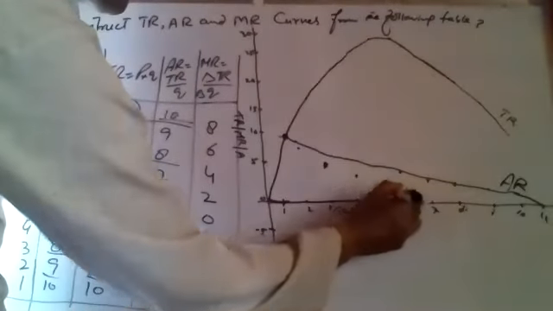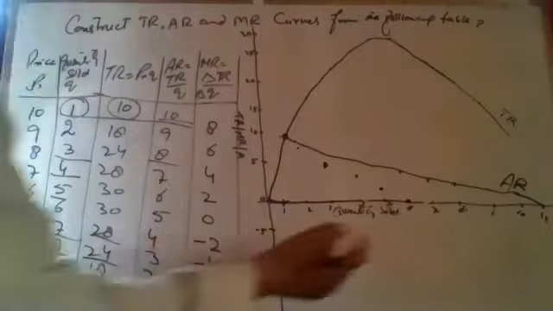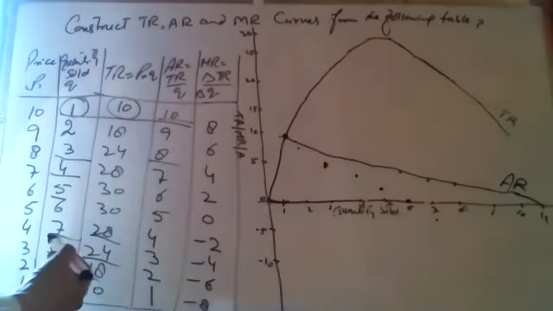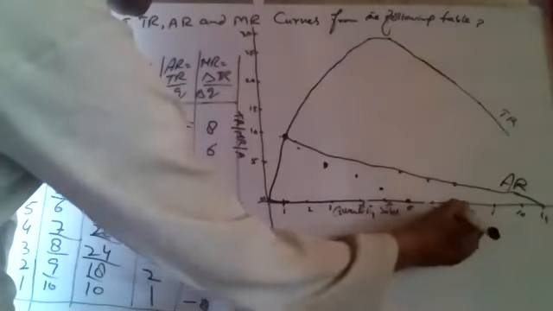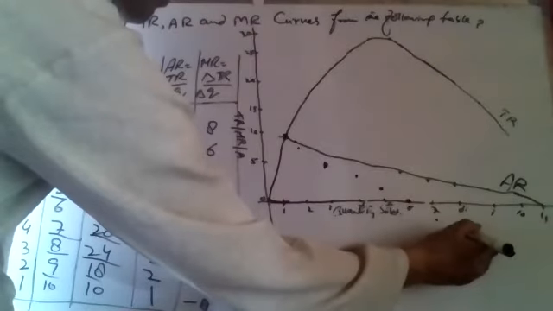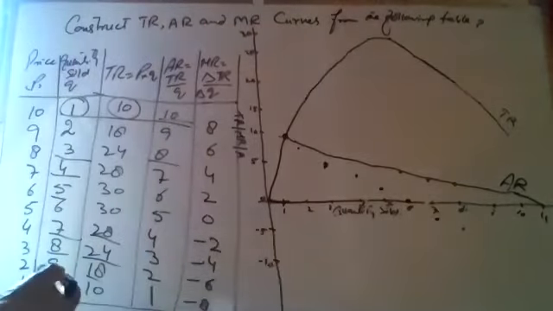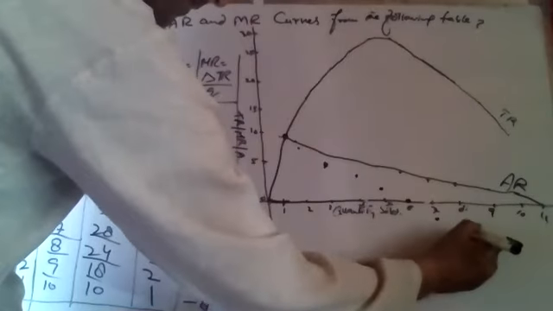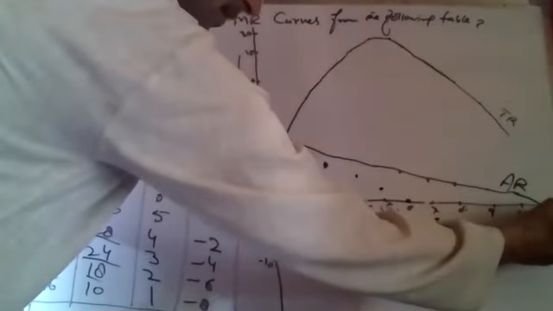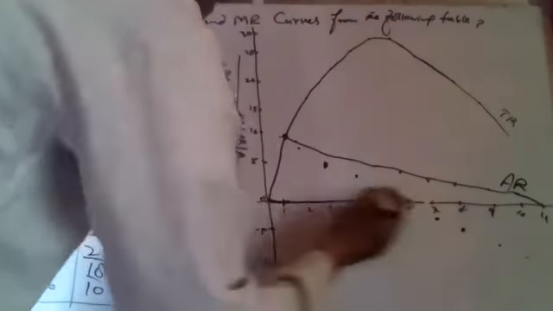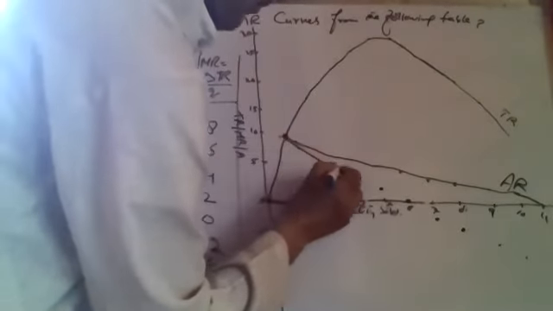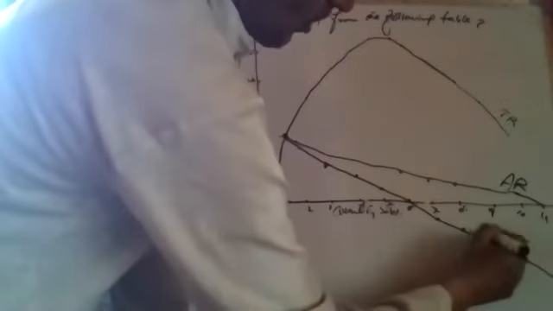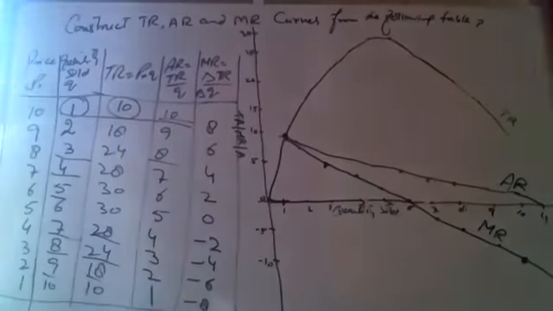6 पे 0 है, फिर 7 पे -2 है, नीचे जाएंगे, 8 पे -4 है, 9 पे -6 है, 10 पे -8 है। इनको ज्वाइन कर दीजिए। This is marginal revenue curve.